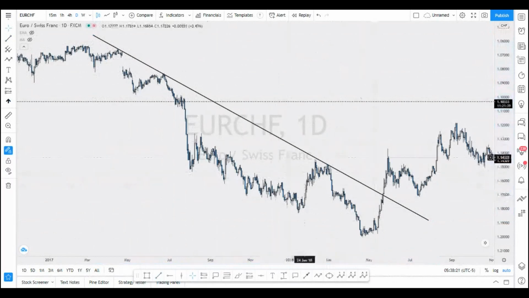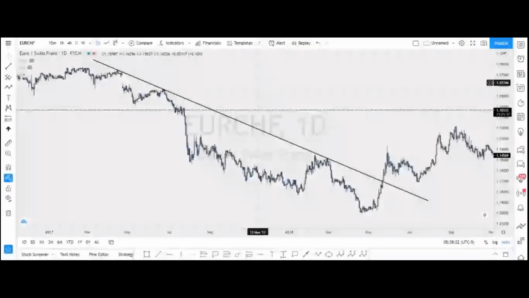Okay, so what do you see? What do you see on this? Tell me, somebody explain.